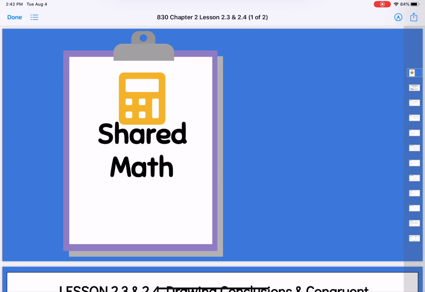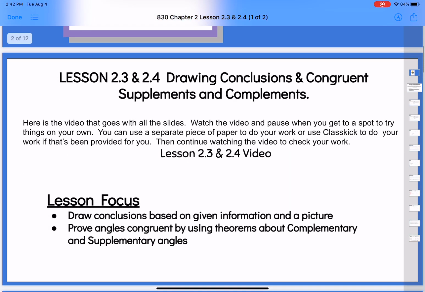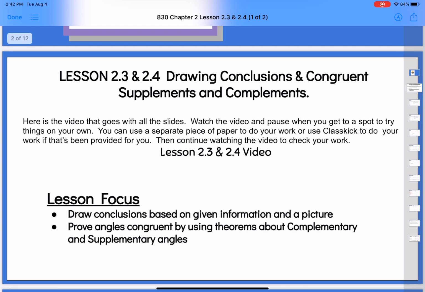Here we go for our second lesson of chapter 2. This is, again, 2.3 and 2.4. So we're going to combine a couple lessons on this one, but I think you'll be okay with it again. Our focus for today is we're going to really think about drawing conclusions from pictures and givens.